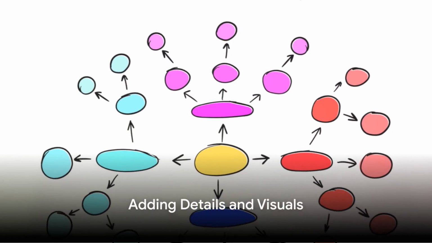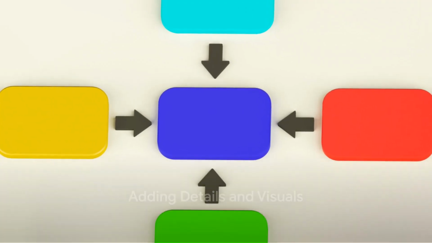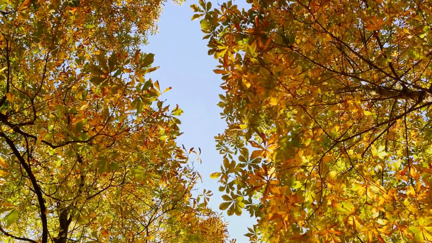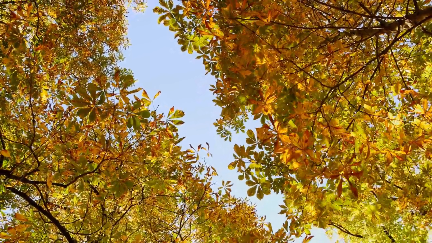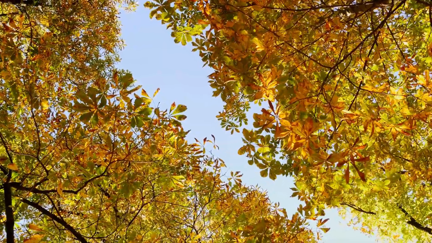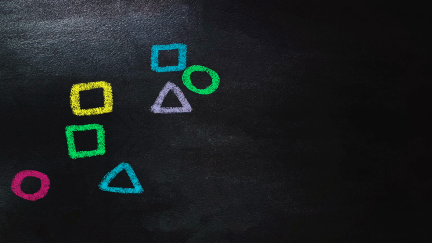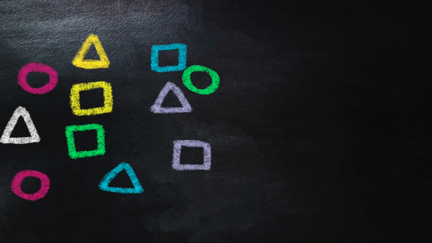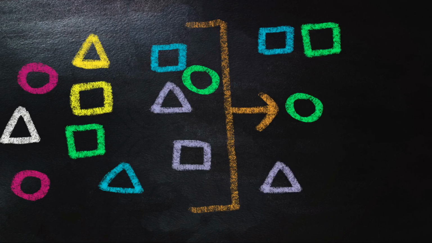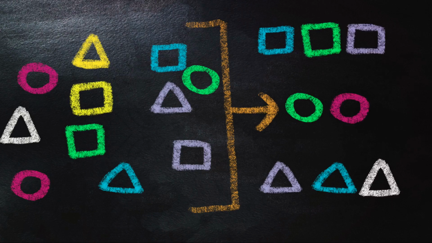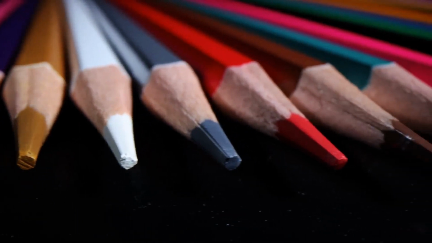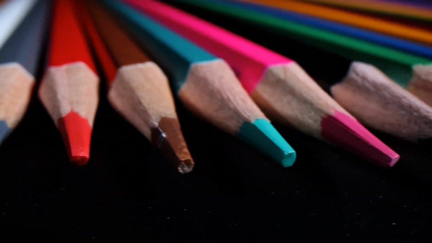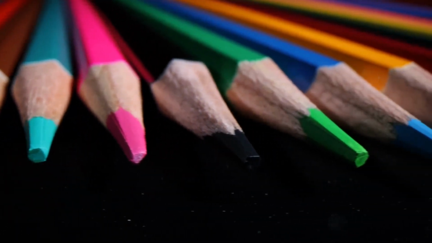So, you've got your branches. Now it's time to add some details and visuals. This is where your mind map really comes to life. Under each subtopic branch, you can start adding smaller branches for more detailed ideas or tasks. These can be action steps, additional information, or even new ideas that come to mind as you're brainstorming. Think of these smaller branches as the leaves on a tree. They give the tree its fullness and complete the overall picture. Similarly, these detailed ideas will flesh out your mind map and give you a comprehensive overview of your central idea.